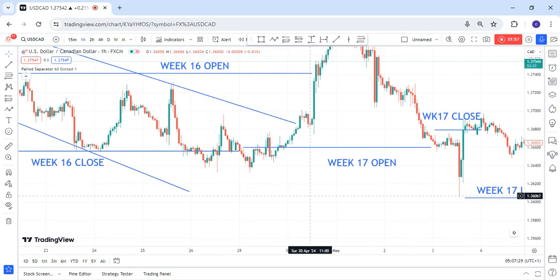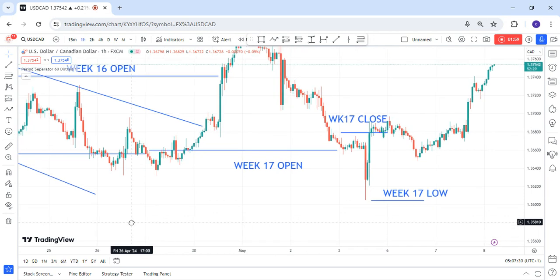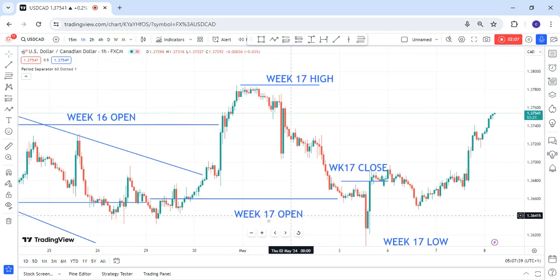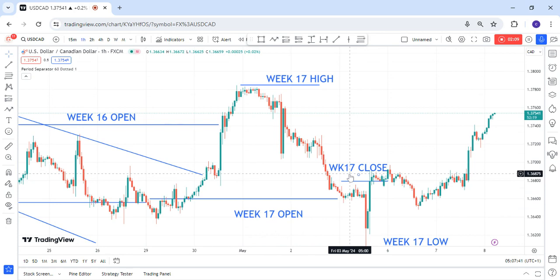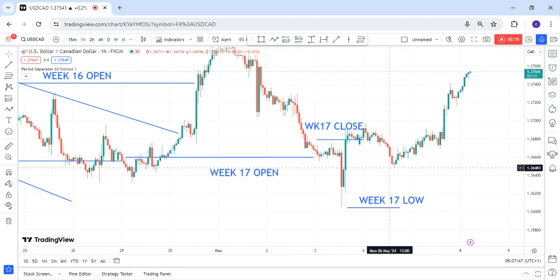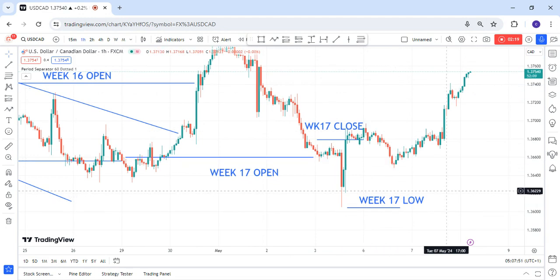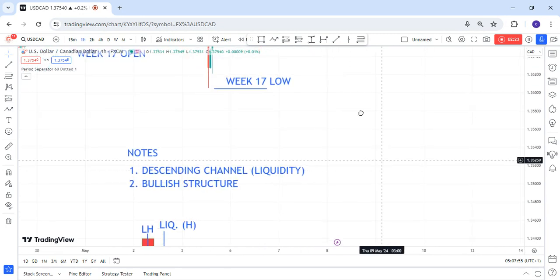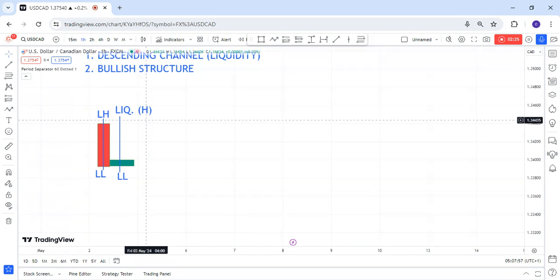Okay, for week 17, we observe that this is the open for week 17. Then this is the close for week 17. This is the high for week 17, and of course this is the low for week 17. So let's put that into a candlestick pattern. This is what we have.